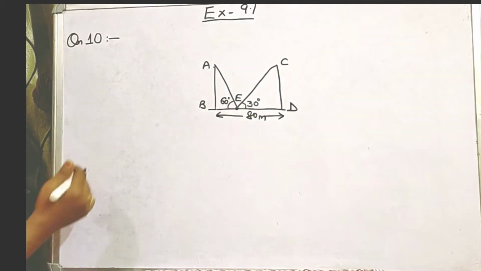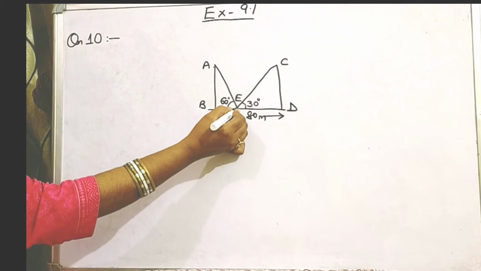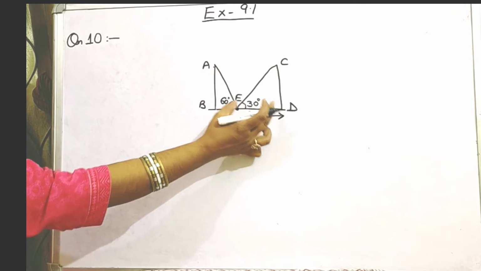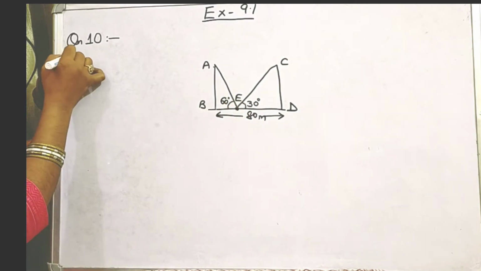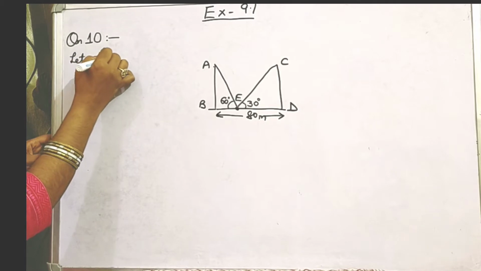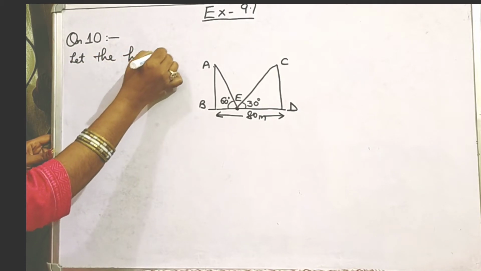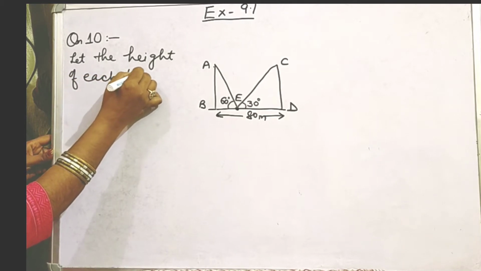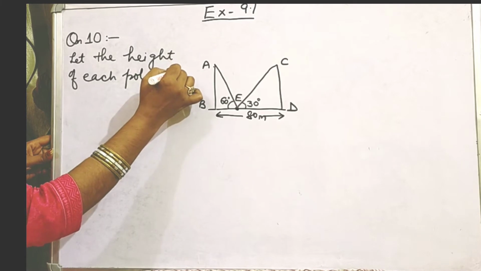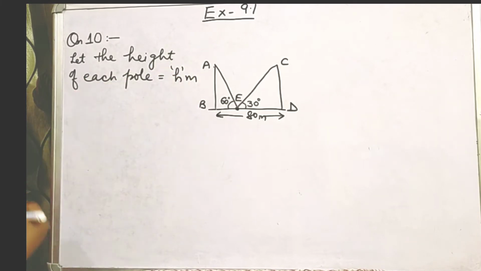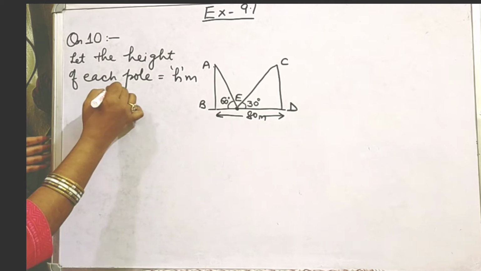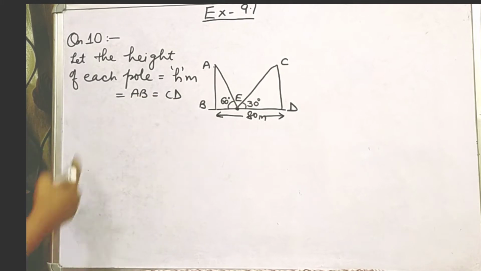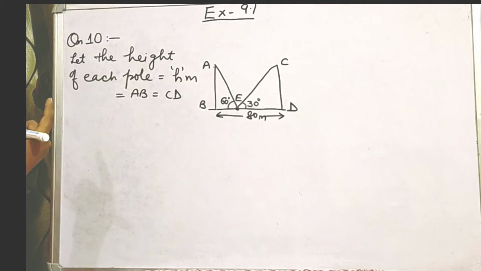Now this is all that is given in the question, and we have to find the height of these two poles and also, from point E, the distance of the first pole and the second pole. Let us suppose now the height of each pole is h meters. We have supposed the poles as AB and CD, so AB equal to CD equal to h meters.